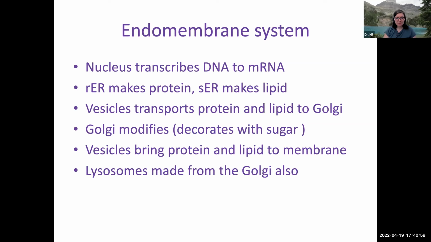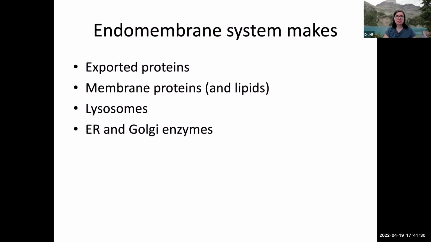Vesicles transport protein and lipid to the Golgi from the ER, where they become modified. The biggest modification is for anything that's going to leave the cell. It gets decorated with sugars. And then vesicles further bring those items to the membrane where they're released. It is important to know that the lysosome is considered part of the endomembrane system, as well as being a product of the endomembrane system. It's made from the Golgi, and we'll look at those details.